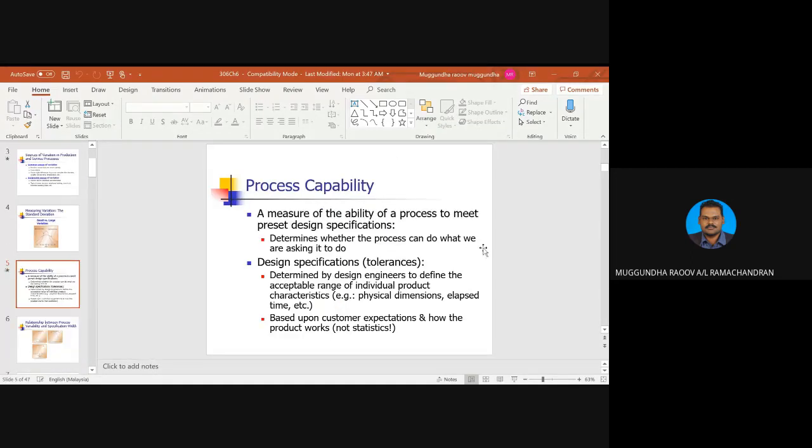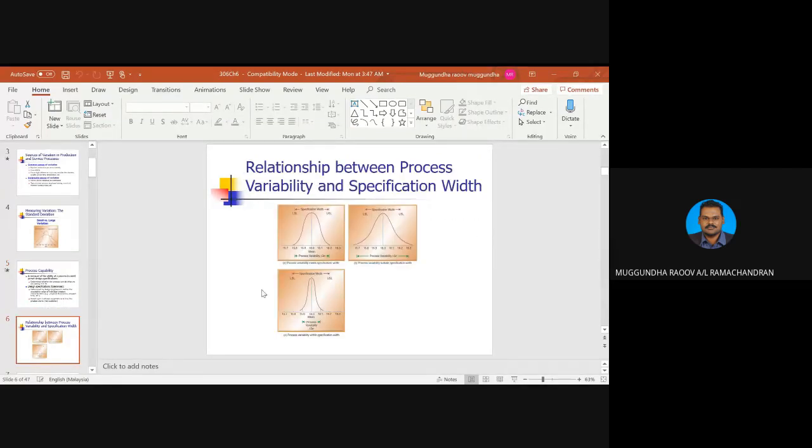Now, process capability is a measure of the ability of a process to meet the present design specification. For example, class, we must determine whether the process can do what we are asking it to do. Okay, and the tolerance limit, whether it's plus minus 3 or plus minus 6.